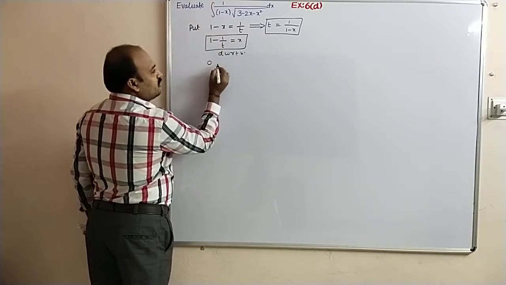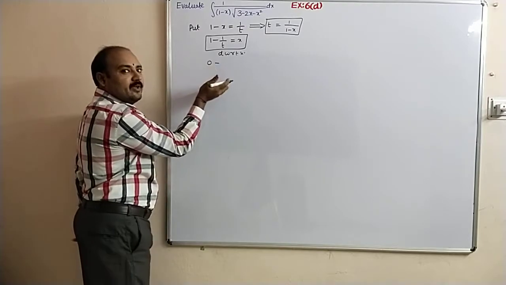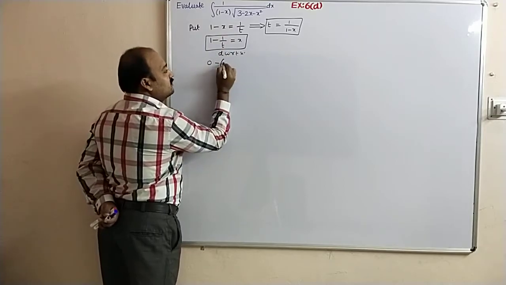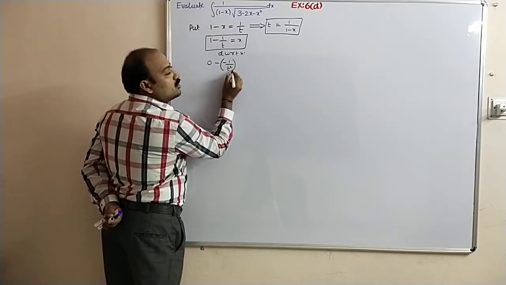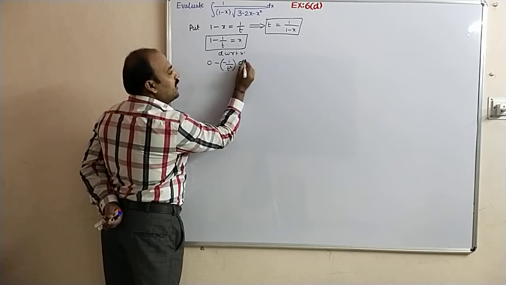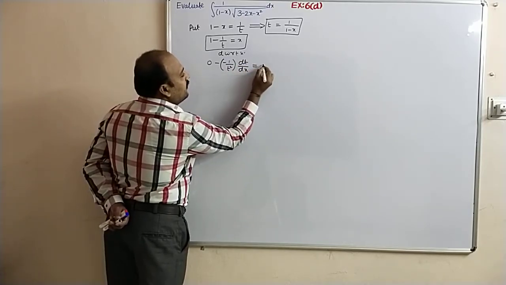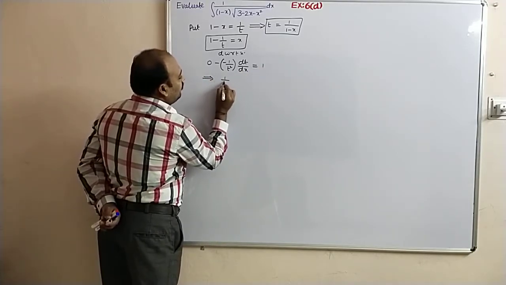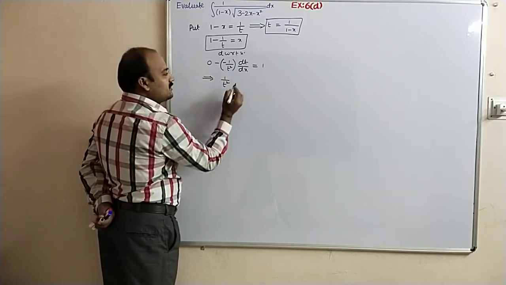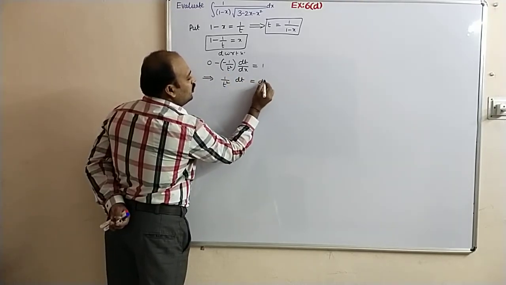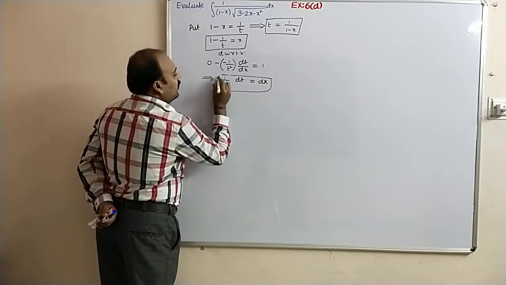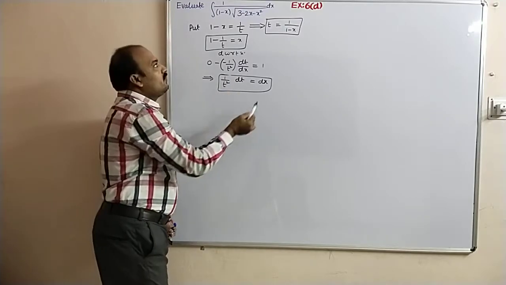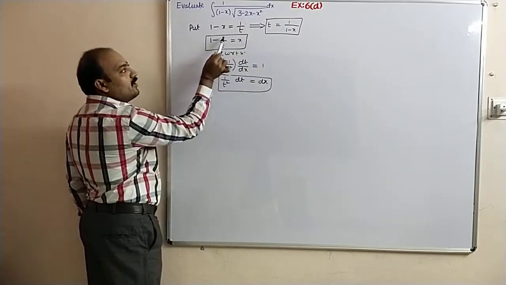Constant derivative 0 minus 1 by t. It is in the form of 1 by x. d by dx of 1 by x is minus 1 by x square. So d by dx of 1 by t is minus 1 by t square into dt by dx, which is equal to d by dx of x, which is 1. Cross multiply dx, that implies 1 by t square, minus into minus is plus, dt is equal to dx. Now in the given integral, wherever dx is there, you have to replace with this value. Wherever x is there, you have to replace with this 1 minus 1 by t.